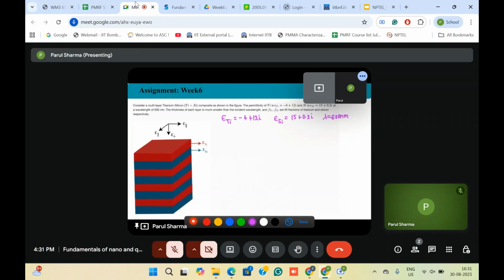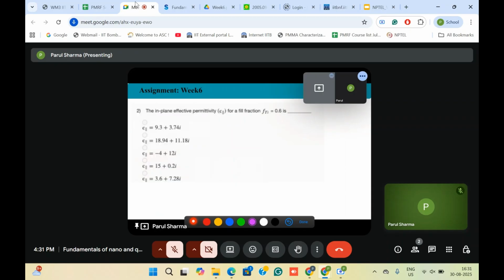Okay, the thickness of each layer is much smaller than the incident wavelength, and FTI, FSI are the field fractions of titanium and silicon respectively. So these are the common details for questions two to four. And then the question is the in-plane effective permittivity for a fill fraction of titanium of 0.6. So we are given that FTI, the fill fraction of titanium, is 0.6.